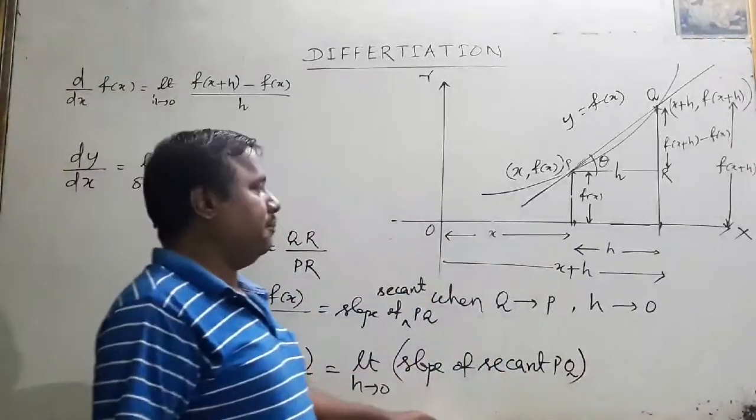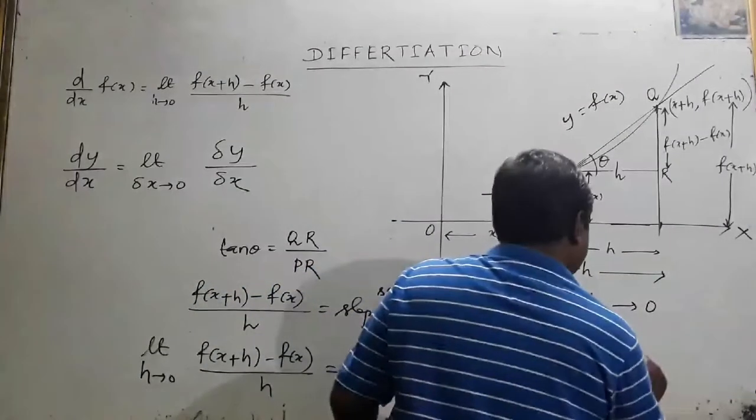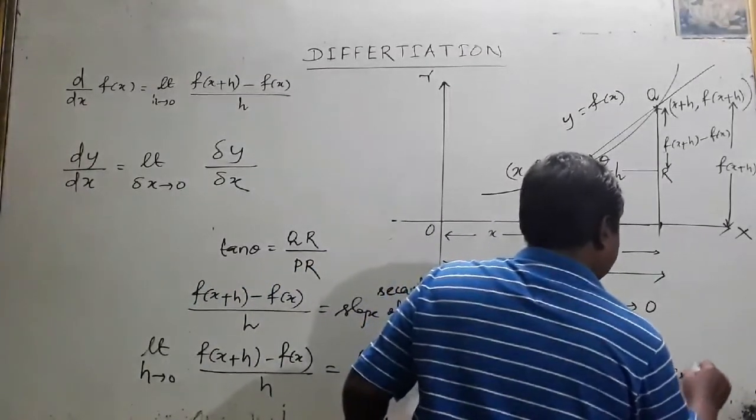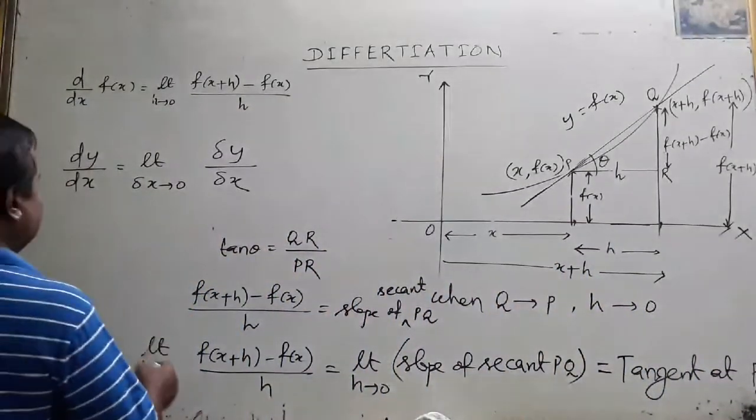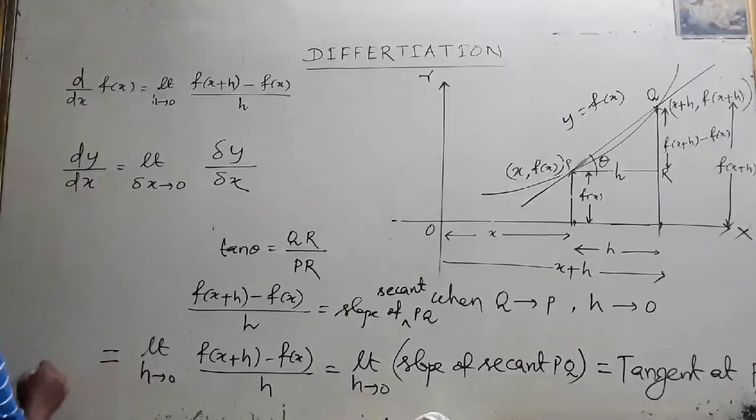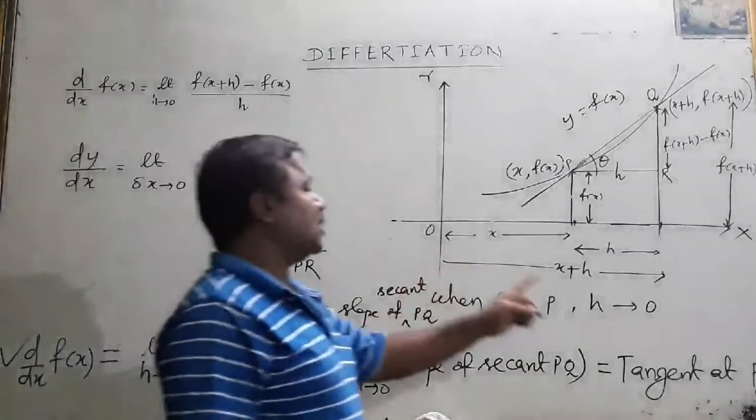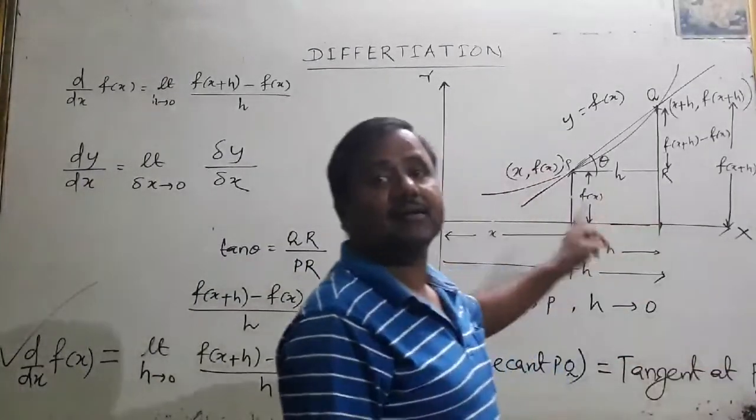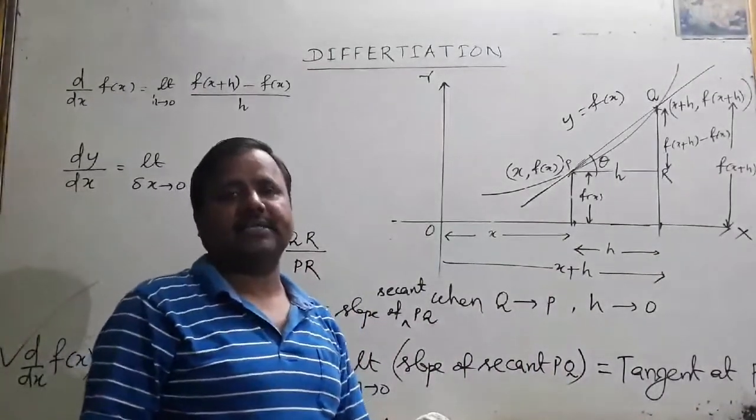This second PQ becomes tangent at the point P when h tends to 0. So dy by dx is the limit as h tends to 0 of f(x plus h) minus f(x) by h. It is called d by dx of f(x). So differentiation of a function at a point is the slope of the tangent at that point. This is the definition of d by dx of f(x), that is differentiation.